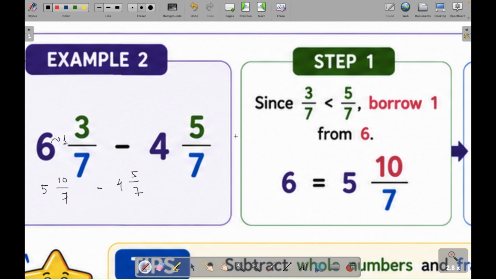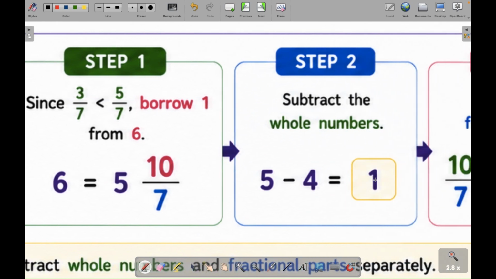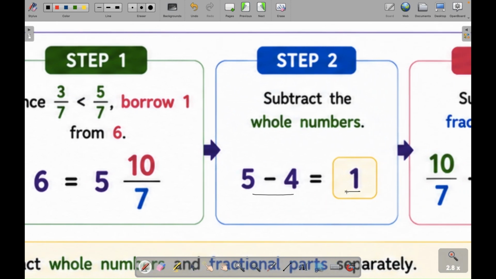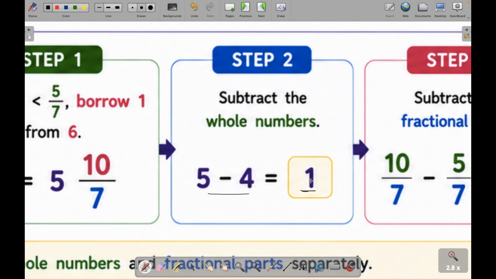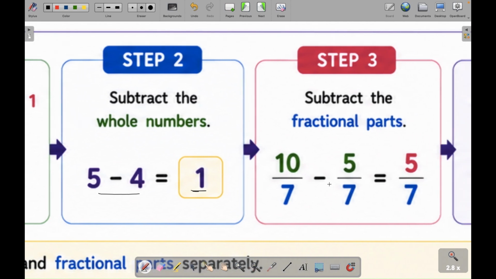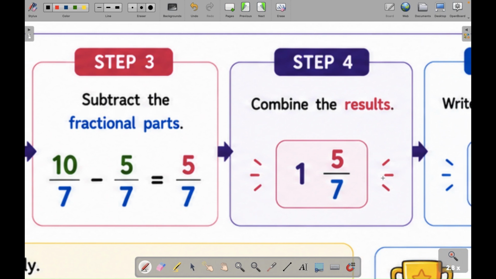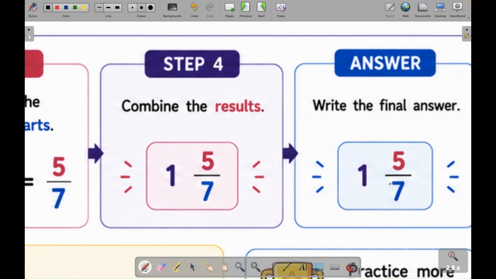Again, we have converted to the same question as the first example. So we subtract the whole part: 5 minus 4 gives us 1. Then we subtract the fractional part: 10/7 minus 5/7 is 5/7. Now we combine the whole part and the fractional part. So we get 1 5/7 as the final answer.